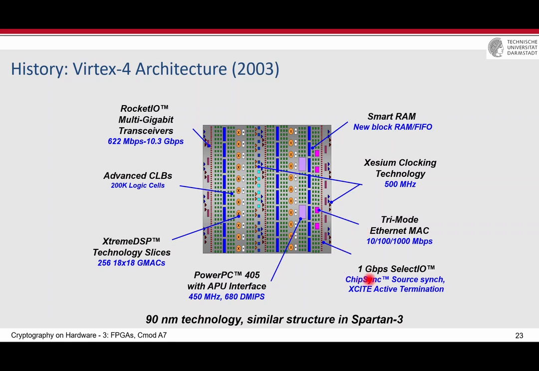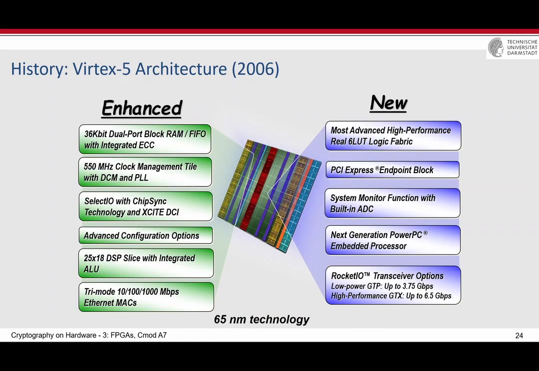For example, the 1 gigabit per second select I/O, Power PC inside, and many other features that you can never believe that what they could put inside a chip and also configurable. And you see, 20 years ago. And in 2006, Virtex 5 architecture with many new functionalities, real 6-loop fabric, as you saw just now, and some built-in ADC analog to digital converters, and again, next generation Power PC embedded processor.